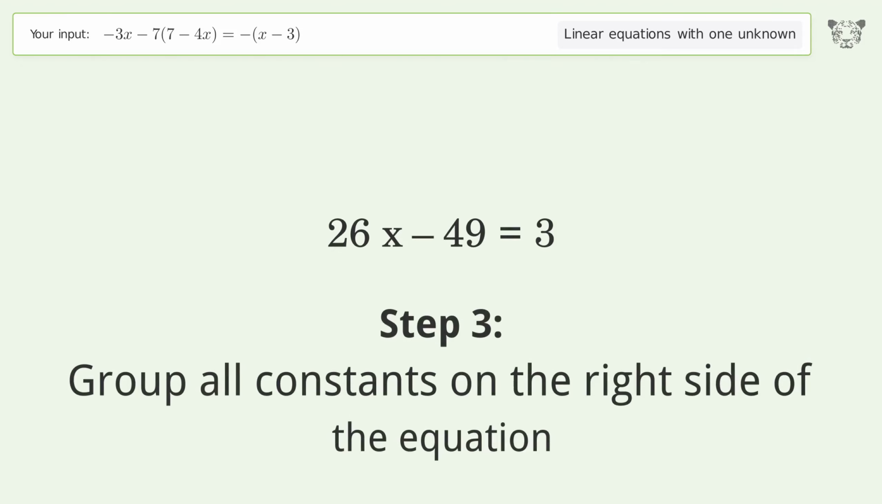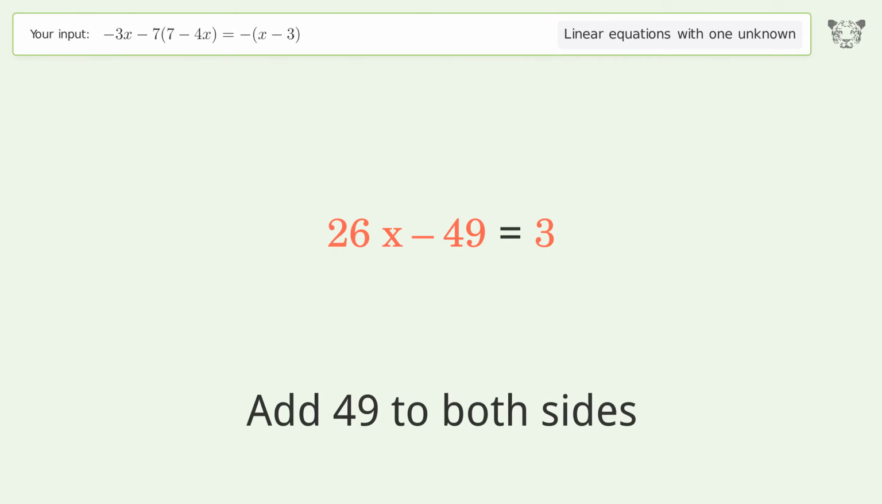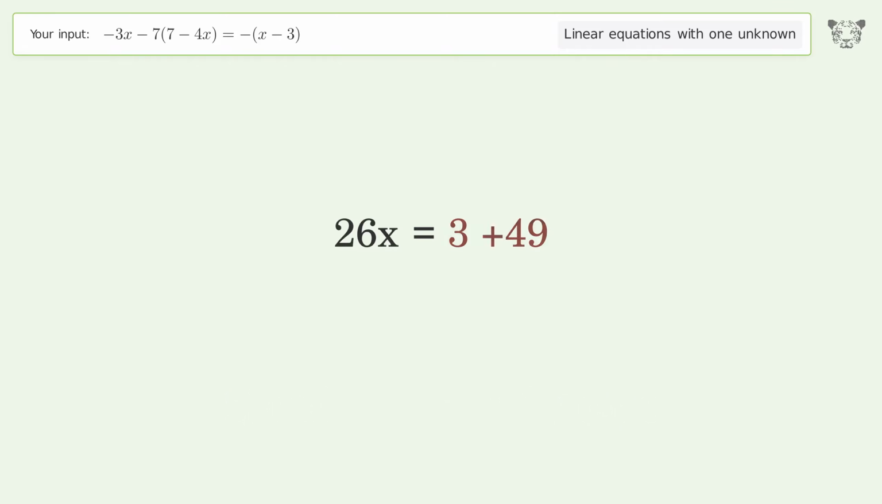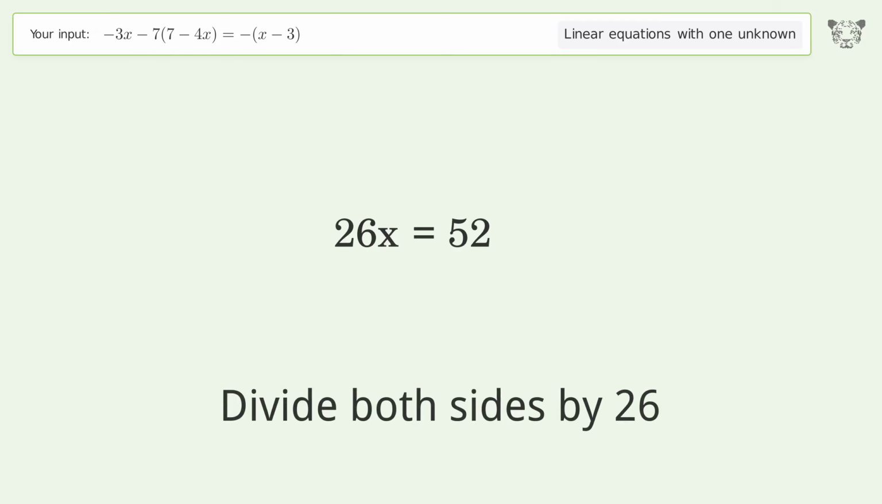Group all constants on the right side of the equation. Add 49 to both sides. Simplify the arithmetic. Isolate the x. Divide both sides by 26.